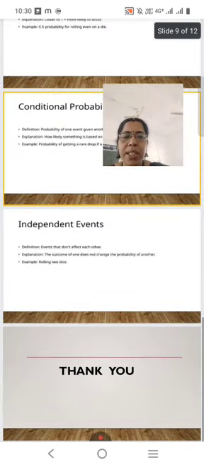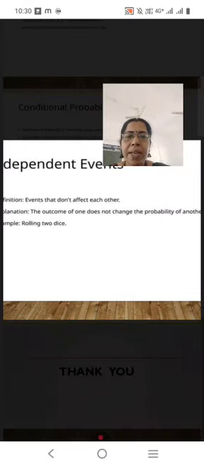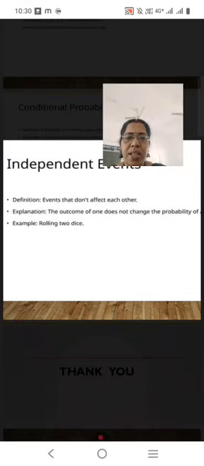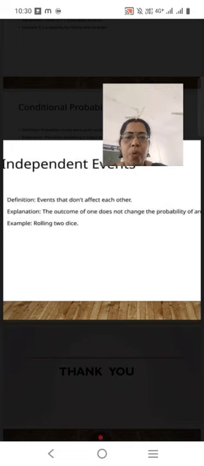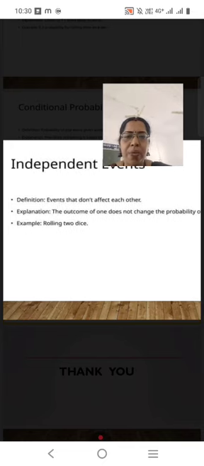The last one is independent event. Events that don't affect each other. That is, the outcome of one does not change the probability of another. For example, rolling 2 dice.